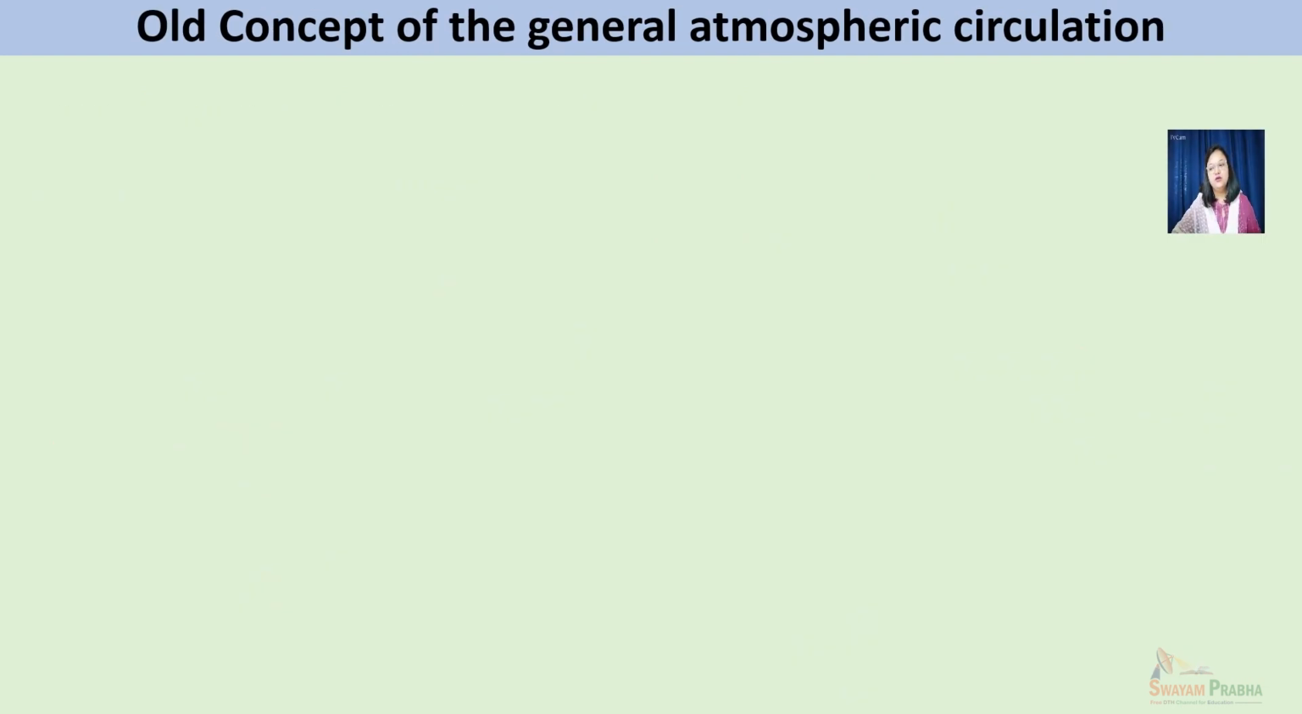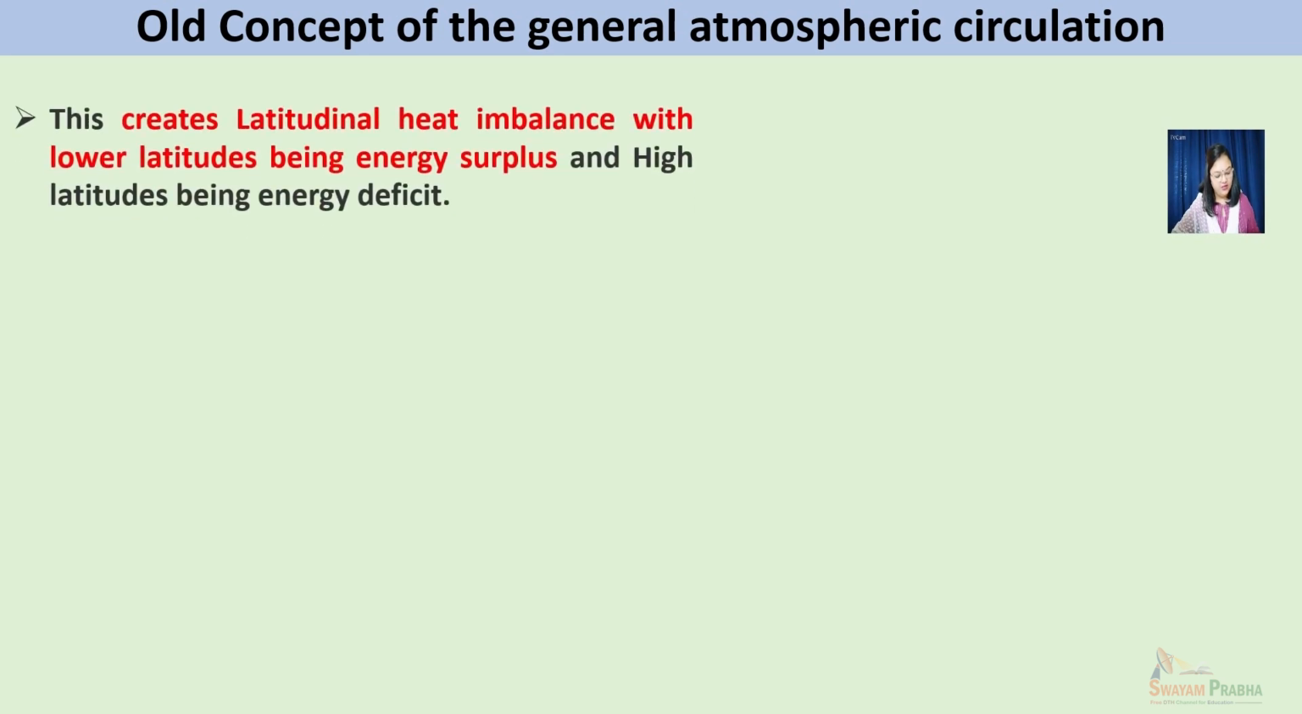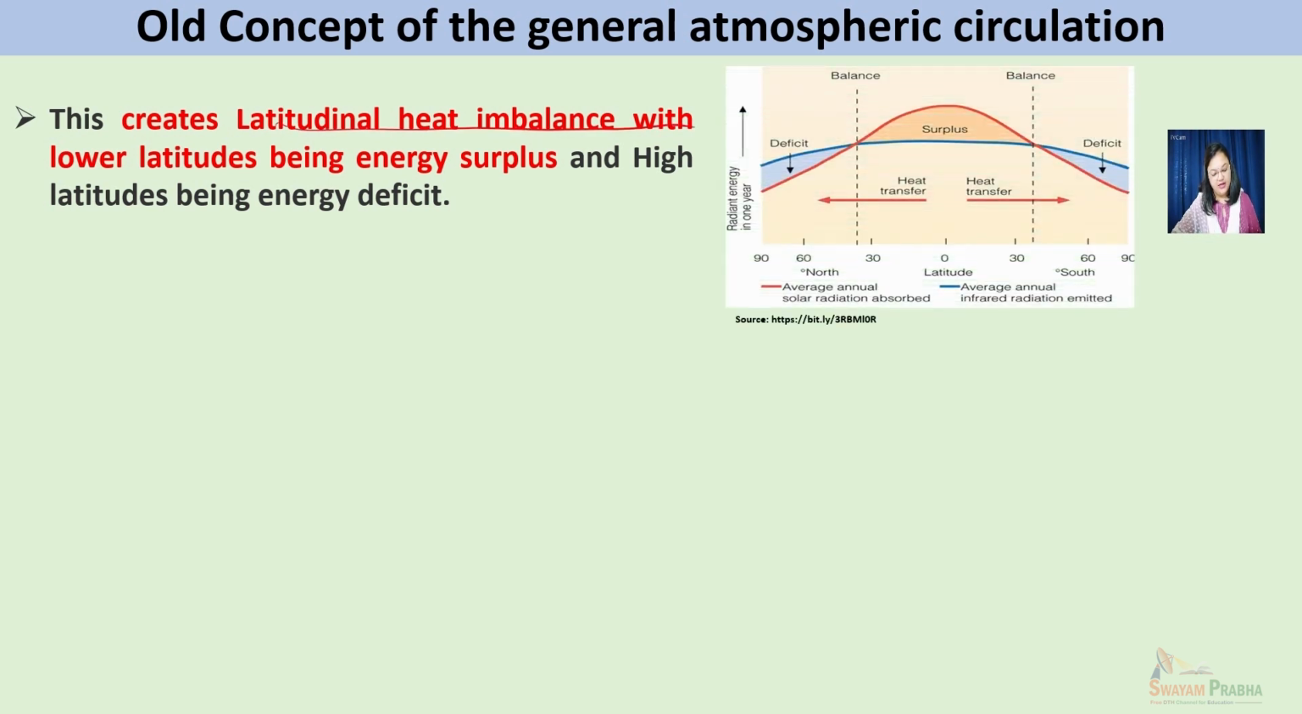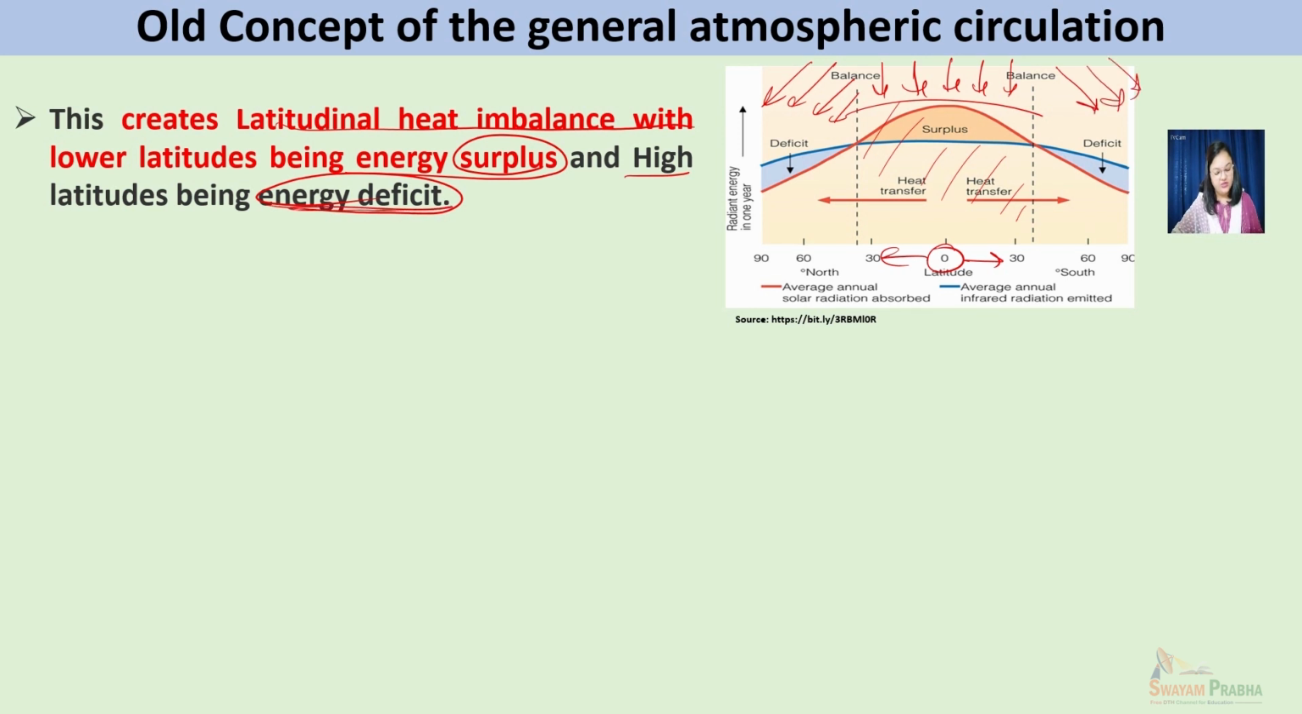Due to the latitudinal variation in the amount of solar radiation received in different regions, it created the latitudinal heat imbalance, with lower latitudes being energy surplus and higher latitudes being energy deficit. So because of the direct insolation between 0 to 30 degree north and south of equator, these regions are energy surplus. Contrary to this, the higher latitudes, because they receive indirect insolation, are energy deficit regions.